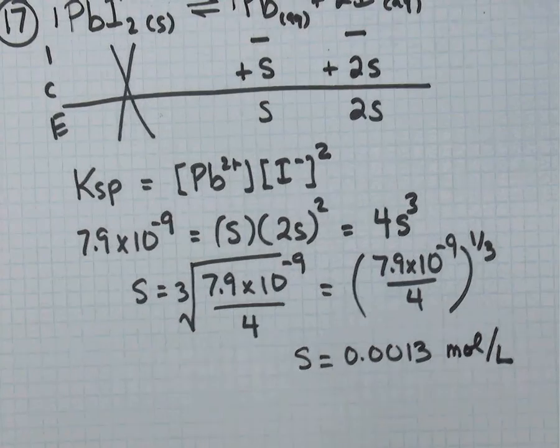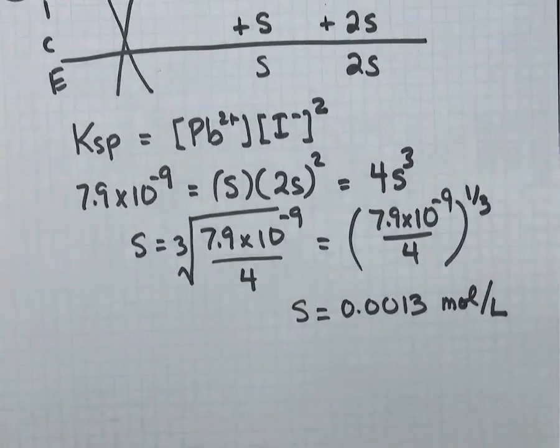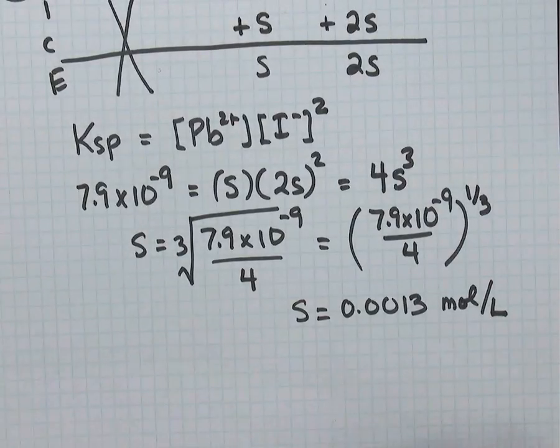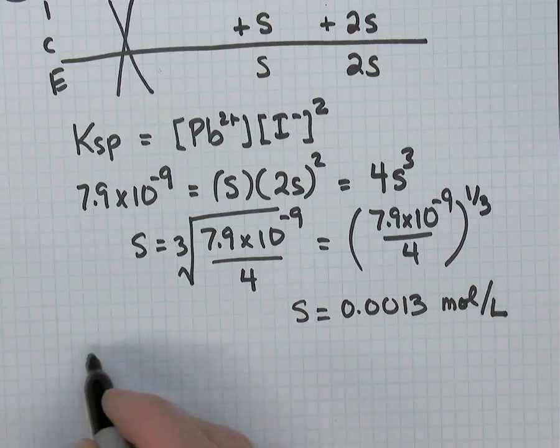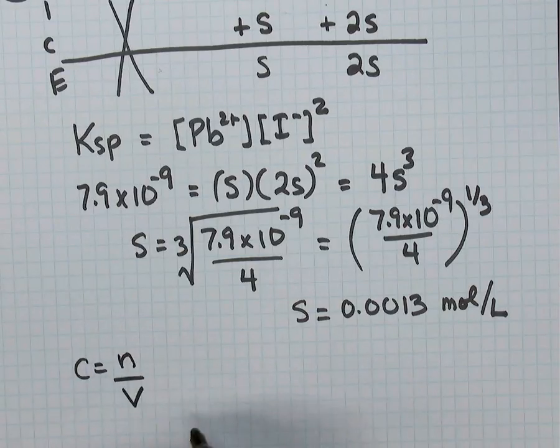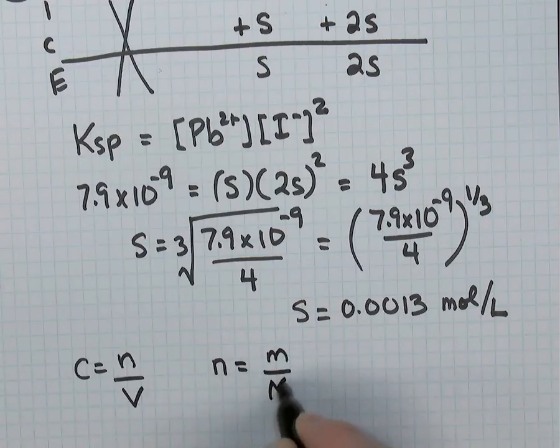Okay? Now, the question wanted to know if we had 5.00 liters that we wanted to make of the saturated solution, how many grams of lead iodide would we need? To answer that, we could use one of two approaches. We could use the formula C equals n over V, followed by the formula moles equals mass over molar mass.